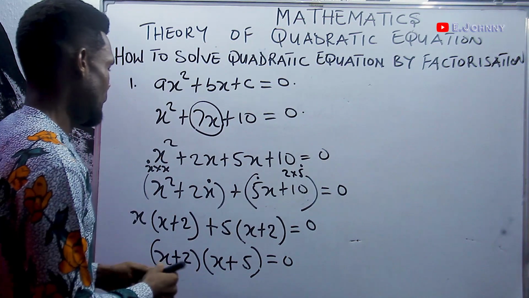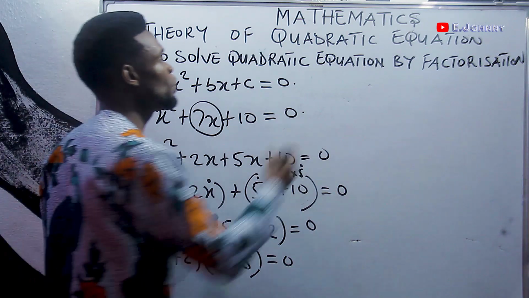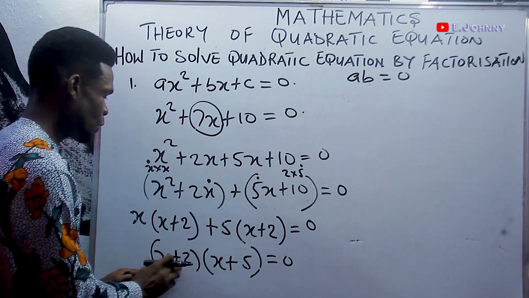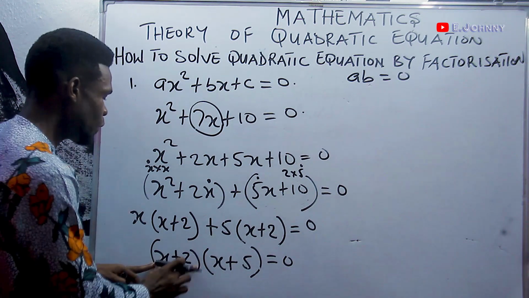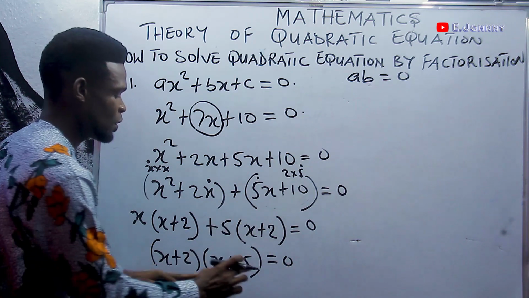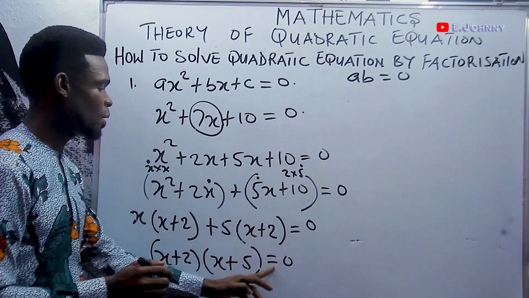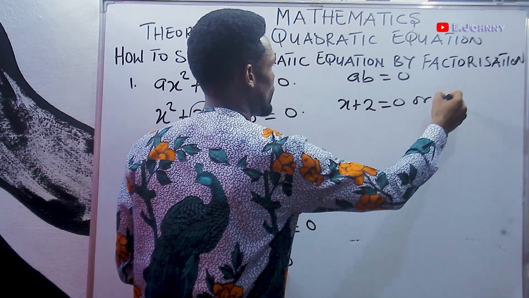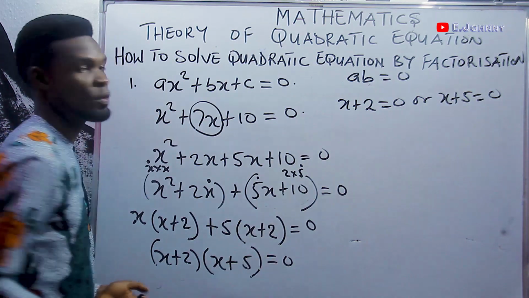Then, remember what we said, that when you are solving quadratic, if the product of two terms AB equals 0, look at it here, x plus 2 times x plus 5 equals 0, then either the first one is equal to 0 or the second one is equal to 0. So that means x plus 2 equals 0, or x plus 5 equals 0.